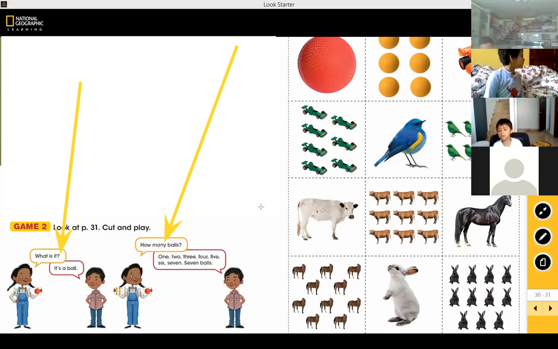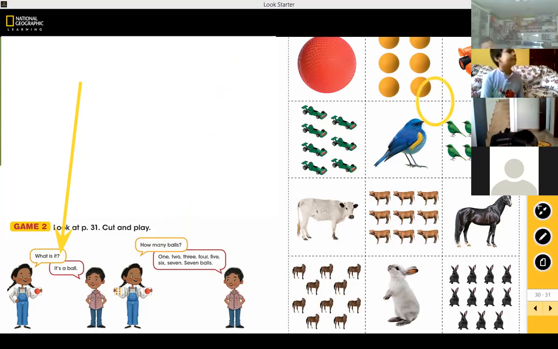Ahora, Iram, vamos a la siguiente pregunta, Iram. How many birds? A ver. How many birds? Excellent. How many birds, Adrián? Eight birds. Very good. Eight birds, right? 1, 2, 3, 4, 5, 6, 7, 8. Very good. Thank you very much.